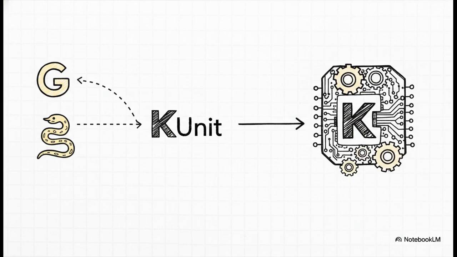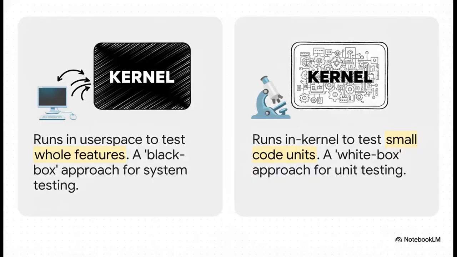Now, if you've done any kind of software development, this idea of unit testing probably sounds pretty familiar. And it should. KUnit was inspired by really popular frameworks like Google Test or Python's unittest, but it was built from the ground up for the very unique, very challenging environment of the Linux kernel. So let's just put them side by side to make it super clear. Kselftest, it's out in user space, doing black box testing on entire features. KUnit, it's inside the kernel, doing white box testing on tiny little pieces of code, like one single function. You absolutely need both. You need to know the individual Lego bricks are solid, and you need to know the whole castle stands up when you put it all together.